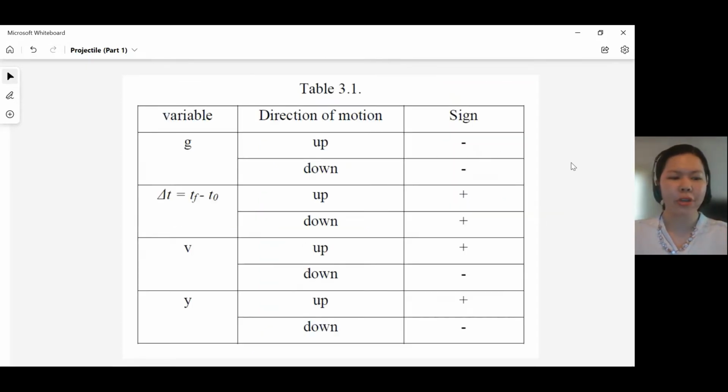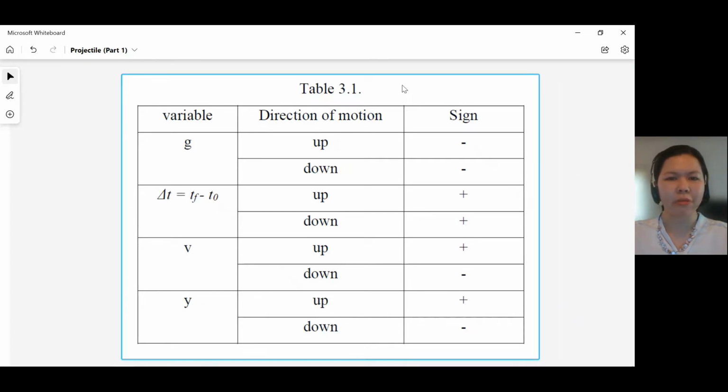We will now derive the equations for projectile motion. To begin, we recall our sign convention. We place it here in table 3.1. We have g, whether the object is going up or going down, with a negative sign. And elapsed time, delta t, is t f minus t naught. For an object going up, it's positive, and going down is also positive. For velocity, an object going up is positive and going down is negative. And for y, an object going up is positive and going down is negative.